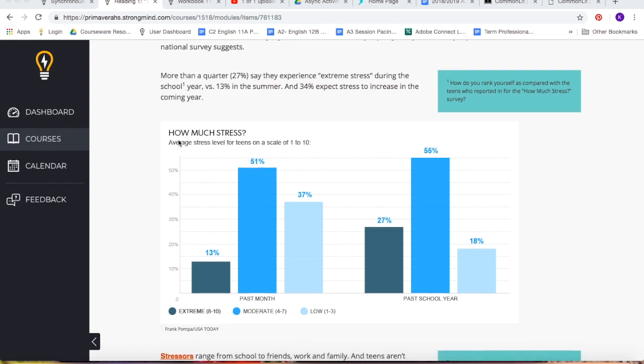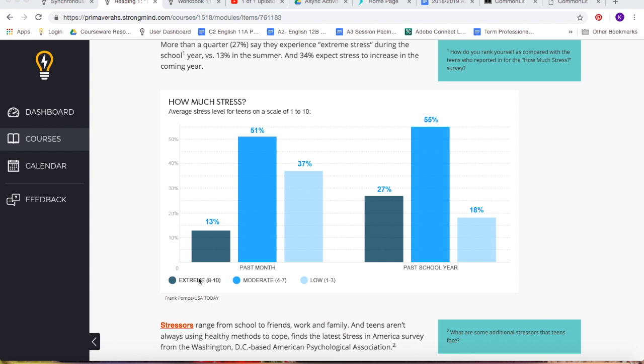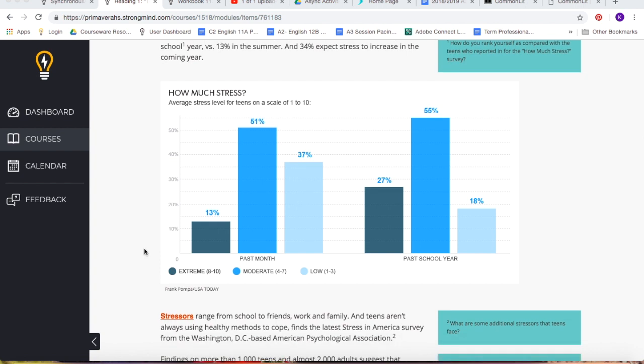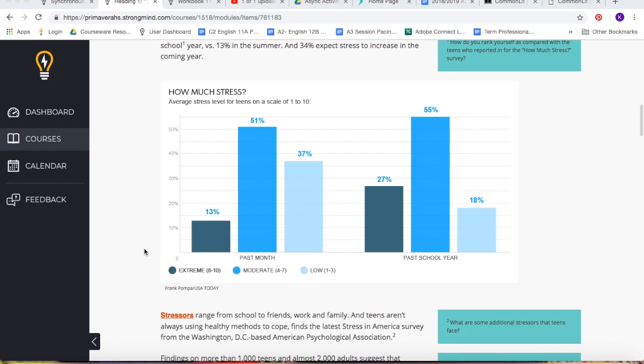So we look here, it says how much stress, average stress level for teens on a scale of 1 to 10. So you can see we have past month and the past school year. So we have two different categories to compare and contrast, and then the identifications of what all the different colors there mean. So from looking at this bar graph, we can determine how much stress the average teenager feels, has felt recently in this past month, and felt throughout the whole previous school year.